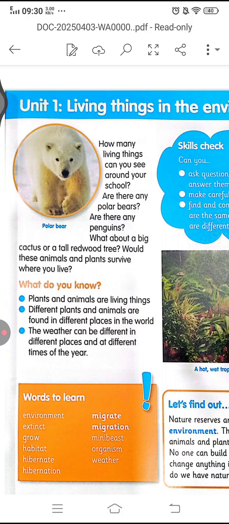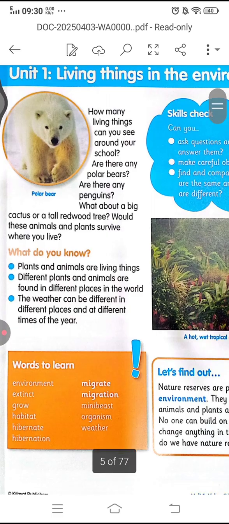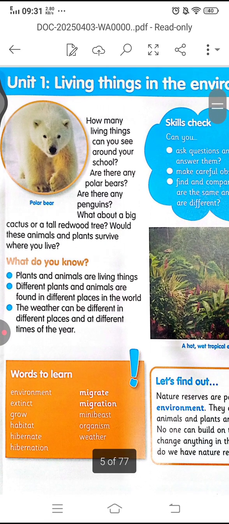Are there any polar bears? Look at the picture. What is given? Here is a picture of a polar bear. It is found in the polar region. Okay. Are there any penguins? There is no penguin. Look at this page. There is no penguin. Penguin is a flightless bird that is found on the seashore.